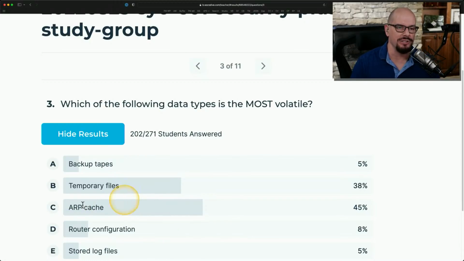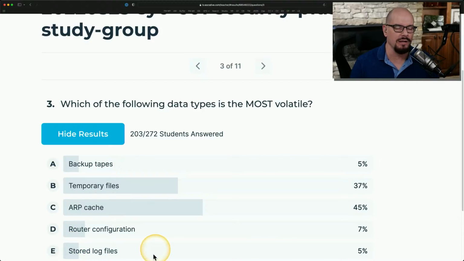So right now ARP cache is still in the lead. We also have backup tapes. Backup tapes can be put in the vault for years. So immediately we can discount that, because ARP caches stick around for minutes. Backup tapes stick around for years, certainly more than a day. So you can certainly make a case that they are less volatile than an ARP cache.